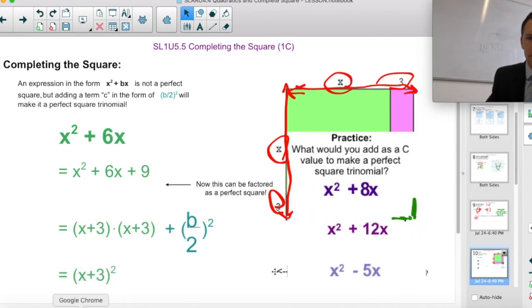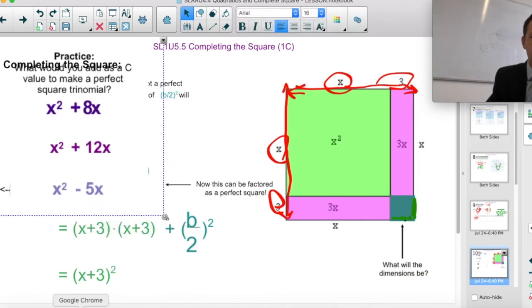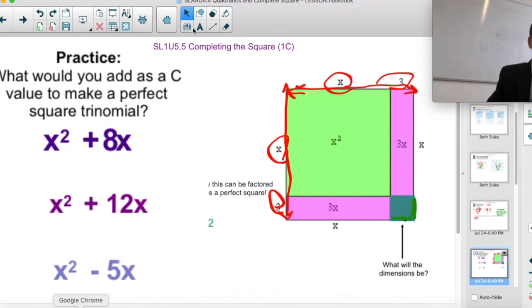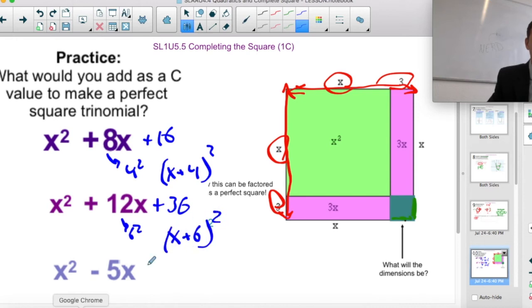If that's a little fussy, we can try these together. So what would we add to the end to make these a perfect square? Well, I'd cut this in half, 4, and I'd square it, so 16. That makes a nice perfect square. This thing factors into x plus 4 squared. This you'd cut in half, 6, square it, 36, and this factors into x plus 6 squared.